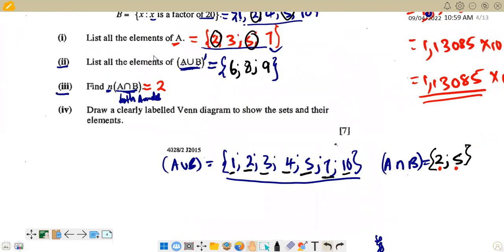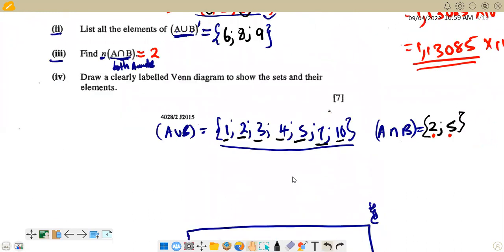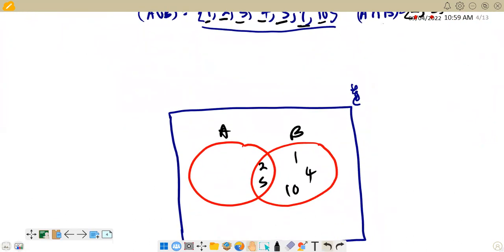In B, in A, we have to go back to our A. This is our A here. This is your A with 2, 3, 5, and 7. So we're going to remain with 3 and 7. All right, so we're going to remain with 3 and 7. Okay, so we've got 3 and 7 here.